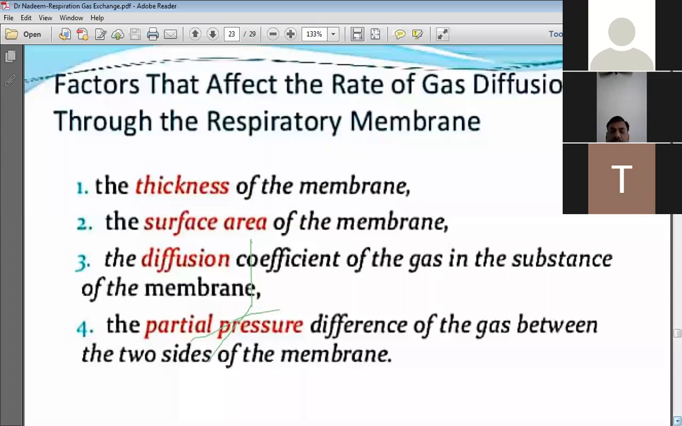How much is the diffusion? How easy is the diffusion? But there has to be a difference in partial pressure of the two gases, that is O2 and CO2, in order to make the transport easy. That is, the exchange process becomes easy due to the difference in partial pressure.